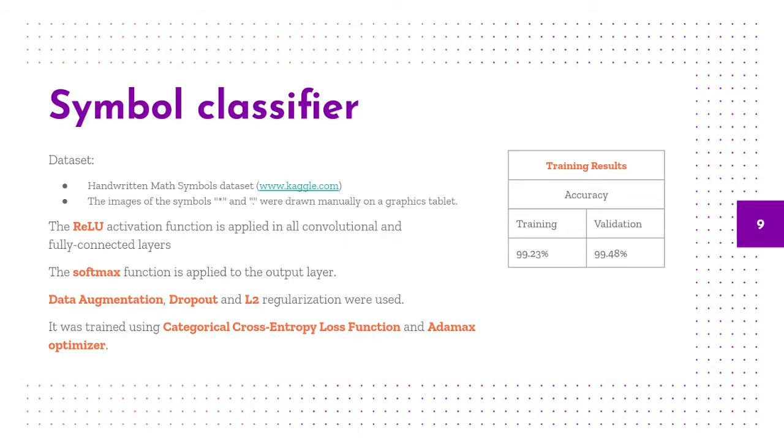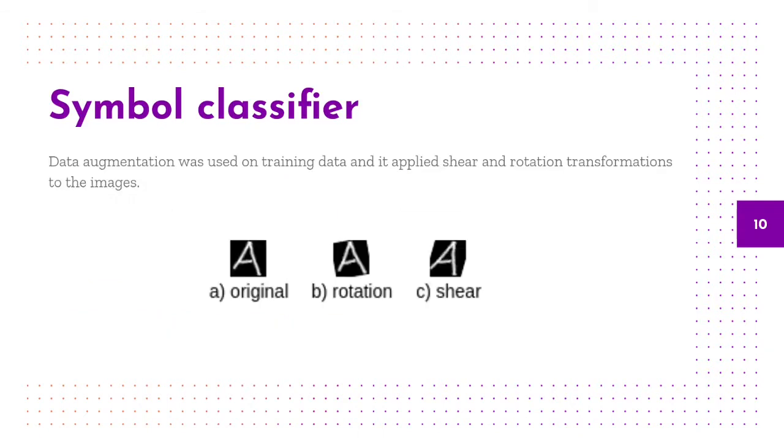On the right, I have the training results of the accuracy. So the training accuracy was 99.22% and the validation accuracy was 99.48%. Data augmentation was used on training data and it applied shear and rotation transformations to the image. Here is an example of each of these transformations.